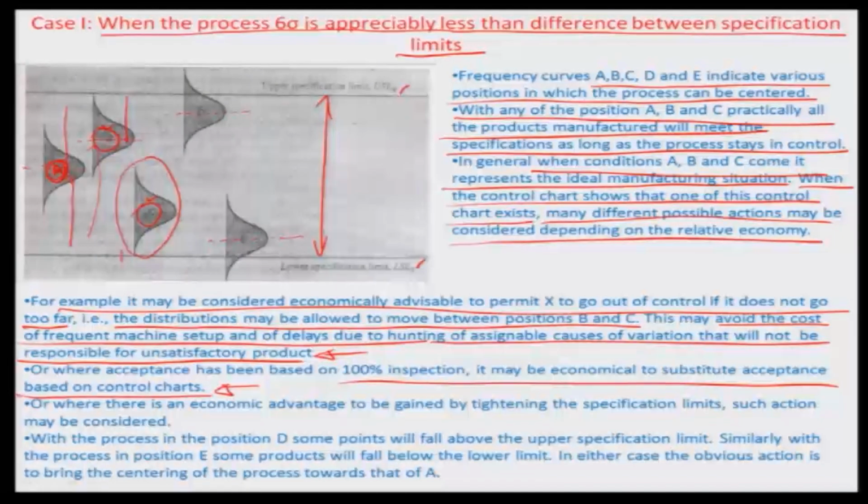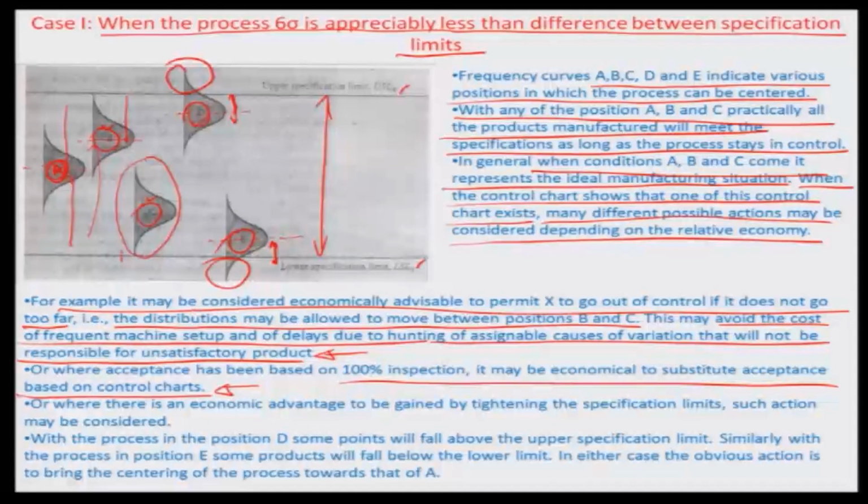Now if we consider position D or position E, these are really serious situations where the mean is quite close to the upper specification limit in this case, and towards the lower specification limit in this case, and the spread is such that the process may run out of control because of the mean and the spread. So these are really unacceptable processes.